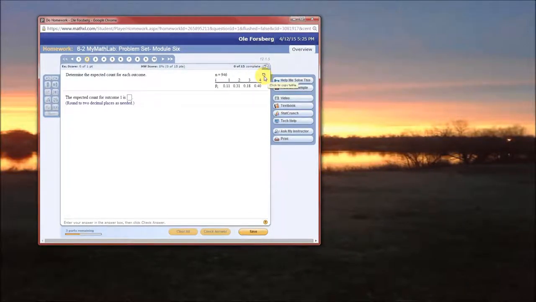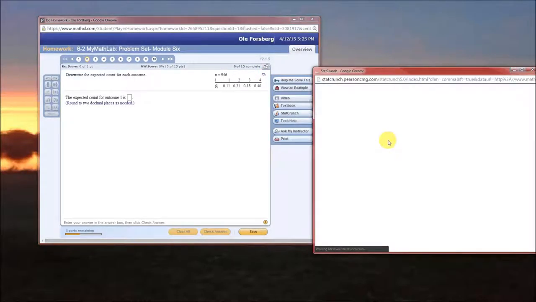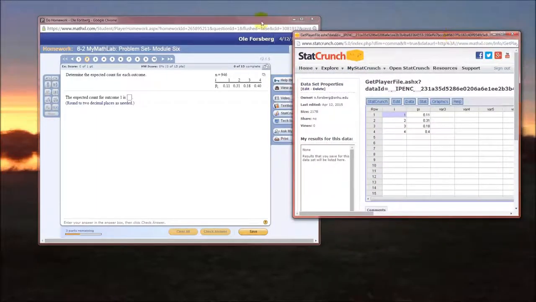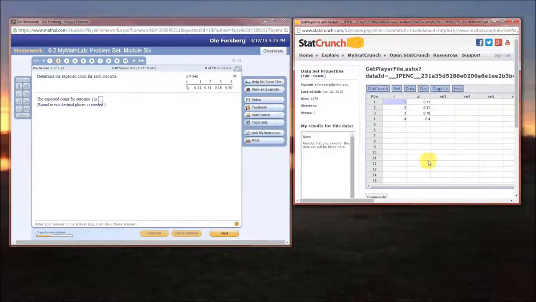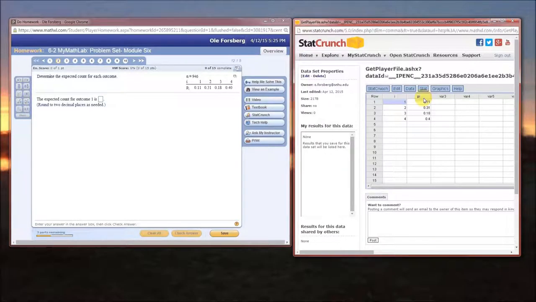Again, I'm going to click on this little icon, open in StatCrunch. And now here's the interesting thing about StatCrunch. Sometimes it sets up the problem incorrectly. For instance, in this case, one of the columns is called pi. StatCrunch does not want a column to be called pi because it thinks that when you do multiplication by column pi, you're actually multiplying by 3.14159, etc. So first thing we're going to do is call it something other than pi. And let's call it prob.